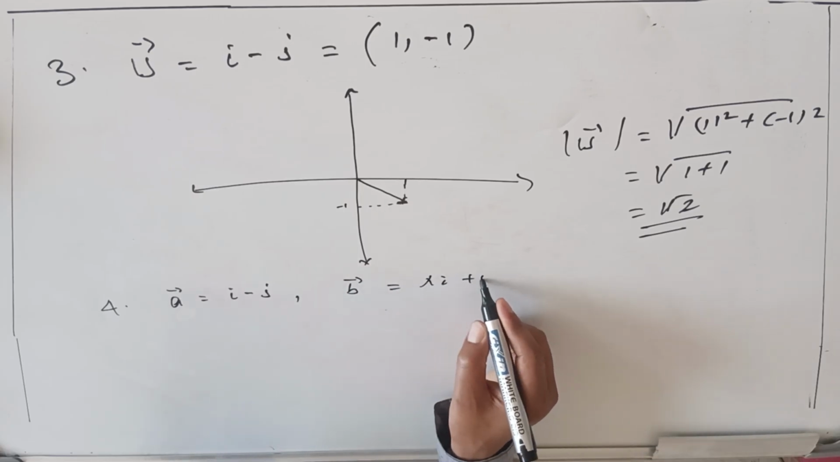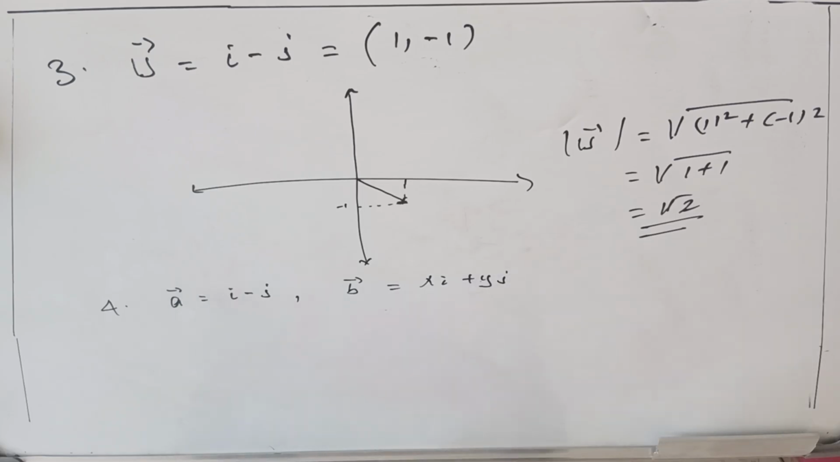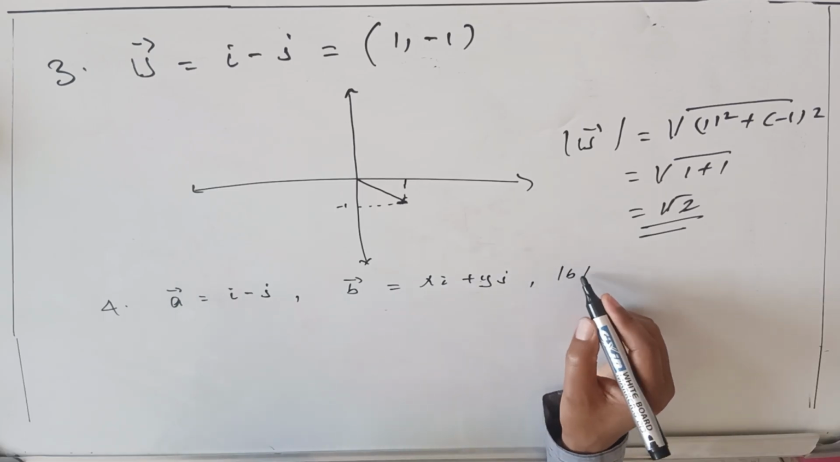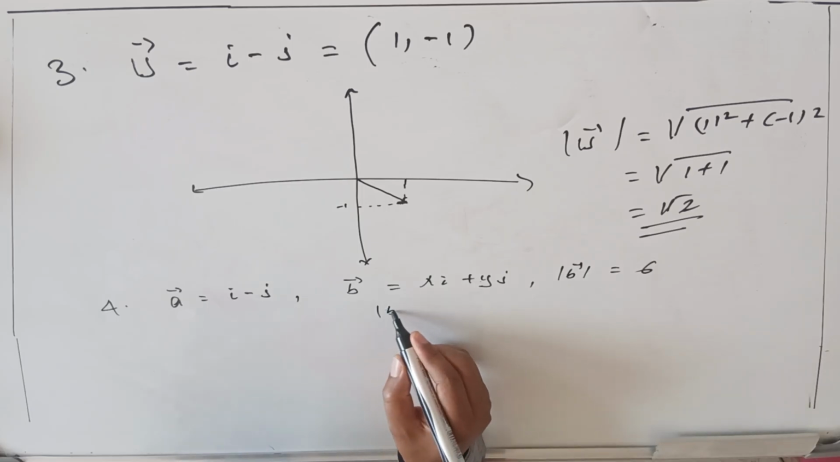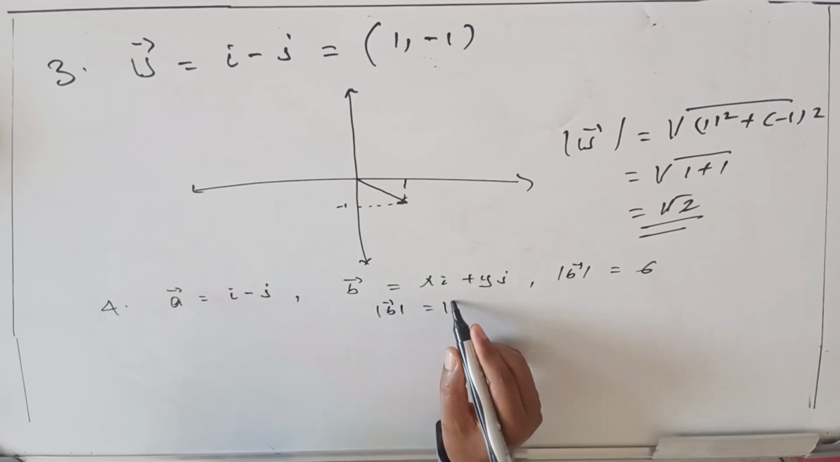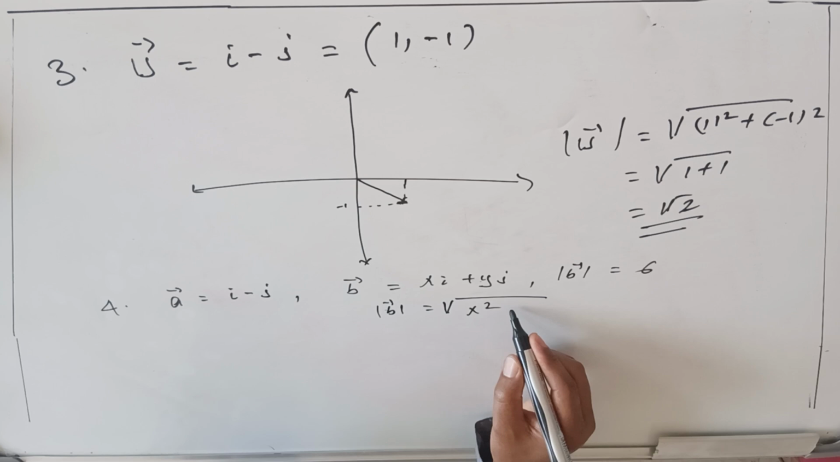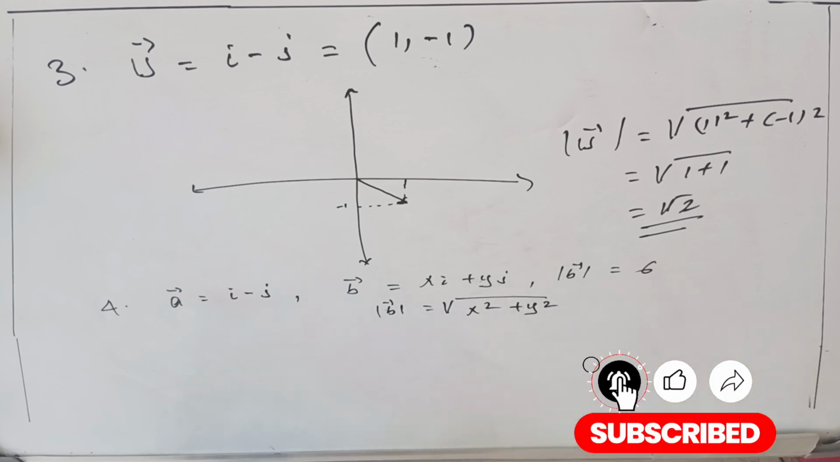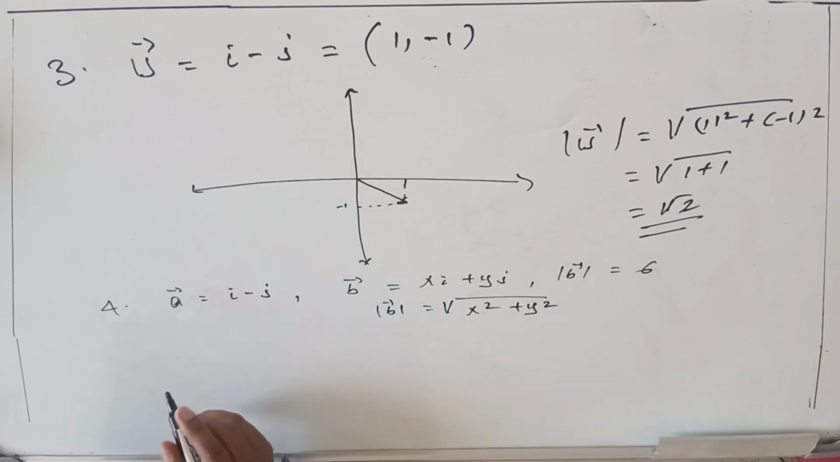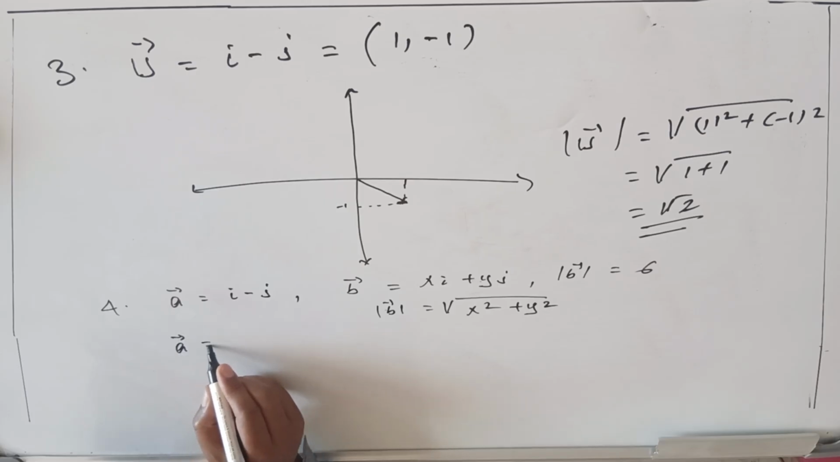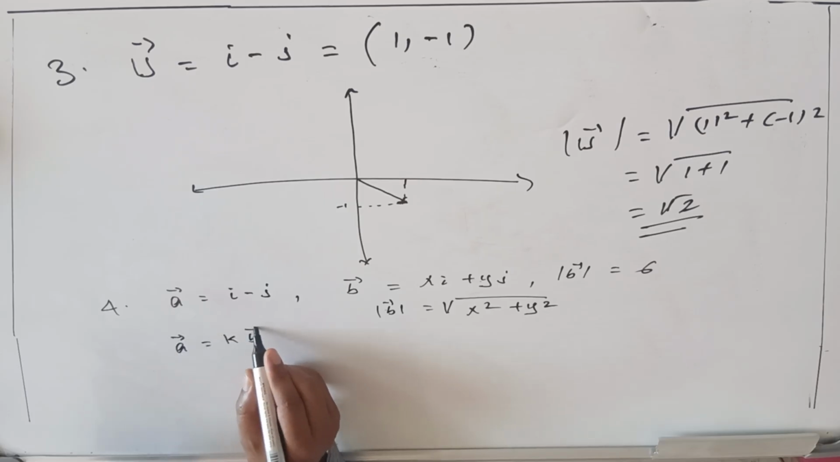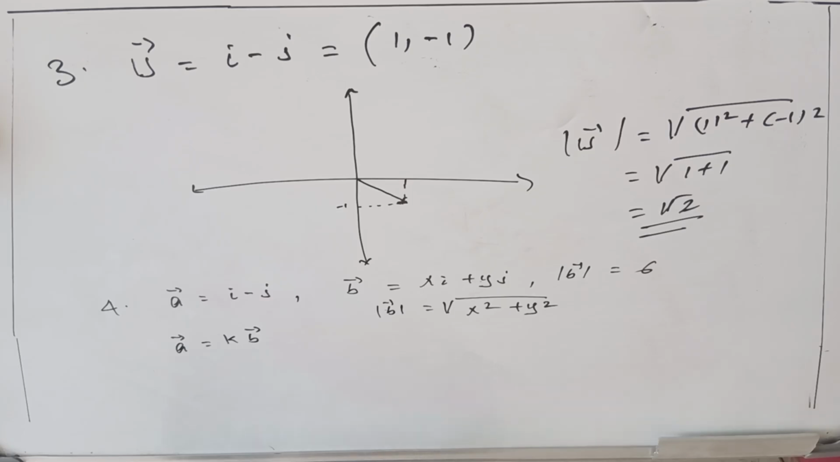Vector B is xi plus yj. And it's given that the norm of vector B is 6. That means the norm of vector B is equal to square root of x square plus y square. And it's given that the two vectors are parallel to each other. That is, it's possible to write vector A is equal to k times vector B, because the two vectors are parallel to each other.